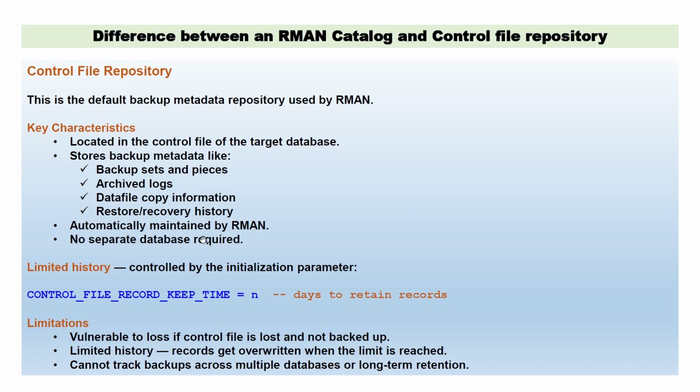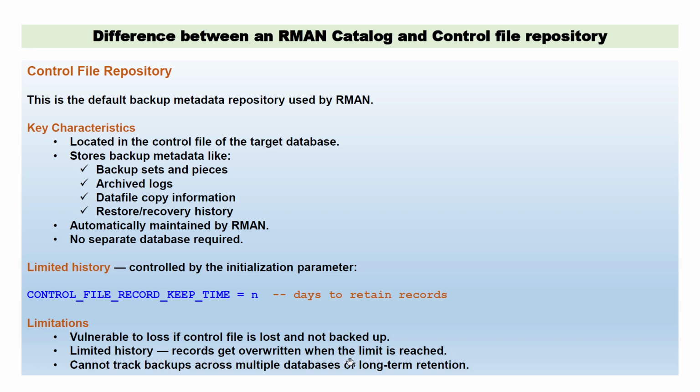No separate database is required because the control file is part of your database. Limited history. It is controlled by an initialization parameter called control_file_record_keep_time. This particular parameter defines how many days this history will be kept in your control file. Limitations: vulnerable to loss if the control file is lost and not backed up. So you will lose all of your backup information. If you don't have a backup of your control file, you lose all of this information. So you don't even know what backups you have, because the control file is where your backup information is stored.